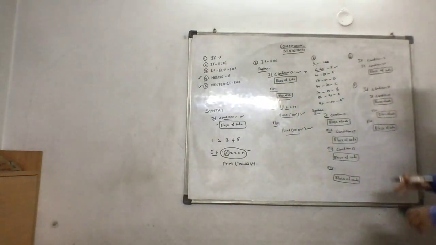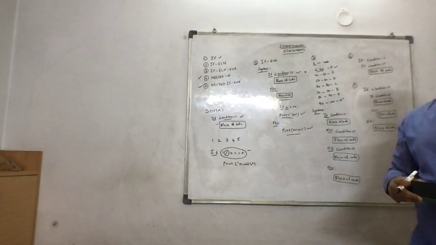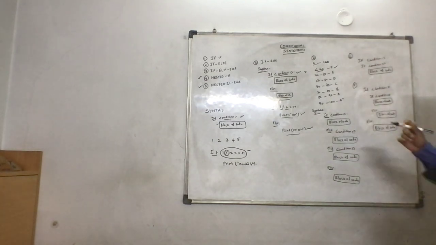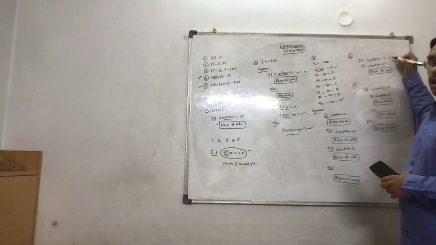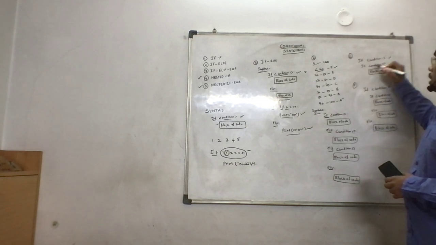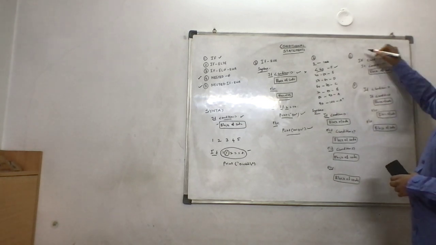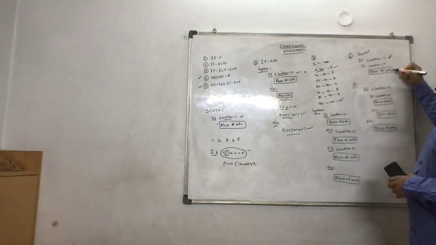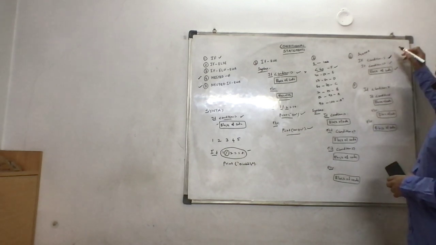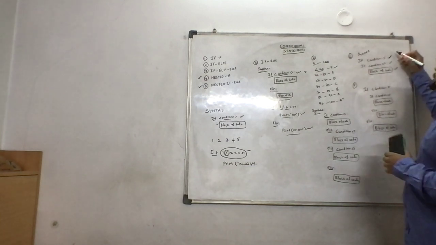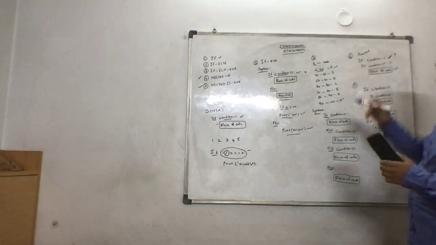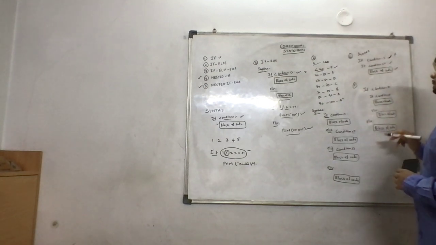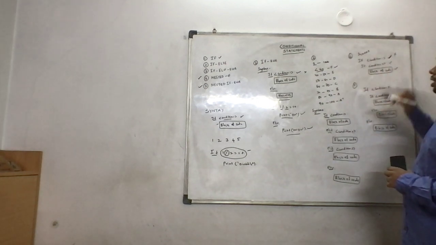So what does it do? Nested if, as in an if inside another if. This is the syntax of nested if. First it is going to check for this condition. If this condition is true, then it is going to check this condition. If this condition is also true, then it is going to execute this block of code. Or the other way around, if this condition is not true, then it is simply going to come out of that particular if statement.